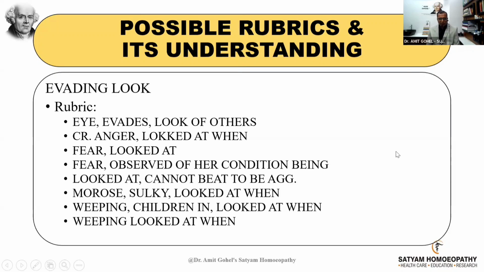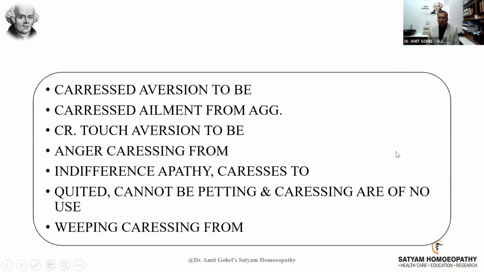So in that, what I understood is that a small child needs love, and here the child goes into a state of aversion. He does not like that love. This is what affection aversion to be. So affection ailment from. So this is what touch aversion to be, anger caressing from, indifference affection to, quieted cannot be, patting and caressing are of no use, and weeping caressing from. So these are a few other rubrics you can think of.